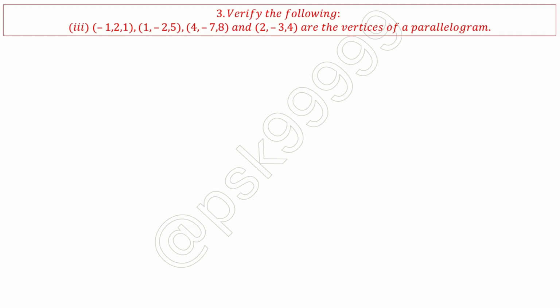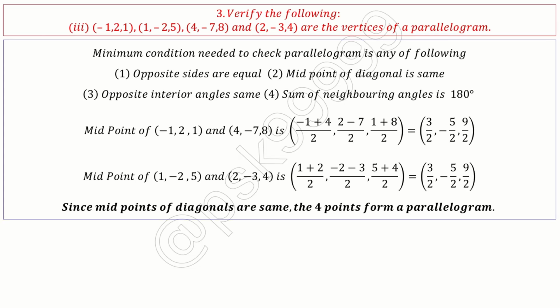One is the lengths of the sides, where opposite lengths are the same. You can also say opposite angles are the same. You can also say the midpoints of the diagonals are the same. You can also check if the sum of neighboring angles is 180 degrees. You have four ways to prove that they form a parallelogram. The easiest way is to check the midpoints of the diagonals. This is much easier than finding four sides and checking the equality between those. The midpoint of A and C is 3 by 2, comma minus 5 by 2, comma 9 by 2. The midpoint of B and D is also the same.